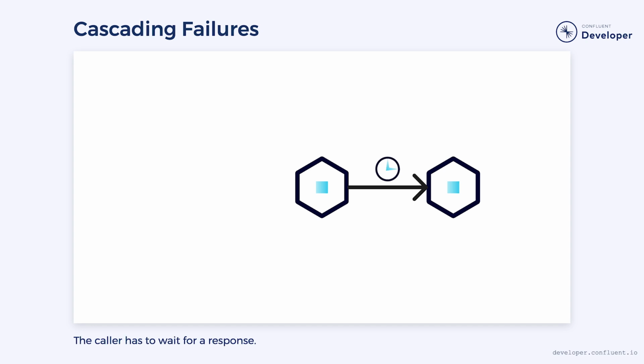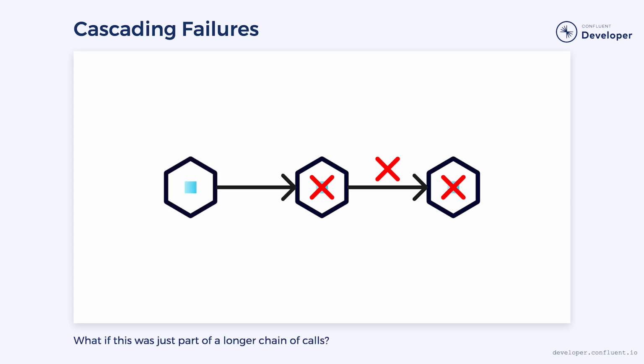When we make a synchronous call to an external microservice, we are waiting for a response. But what happens if that response takes too long or never arrives? In that case, the original caller is likely going to have to fail whatever operation it was attempting. But what if it was just one link in a larger chain of calls? In that case, the failure can propagate upstream and cause a cascading failure. The end result might be a significant outage.